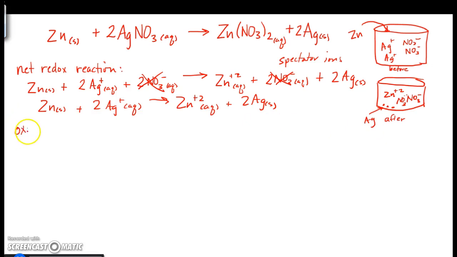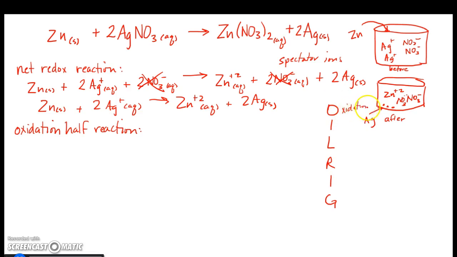So we have the oxidation half reaction. All right. And in this case, for the oxidation half reaction, for me it's easiest to remember the OIL RIG acronym. So OIL stands for oxidation is losing and reduction is gaining, and what they're losing and gaining are electrons.